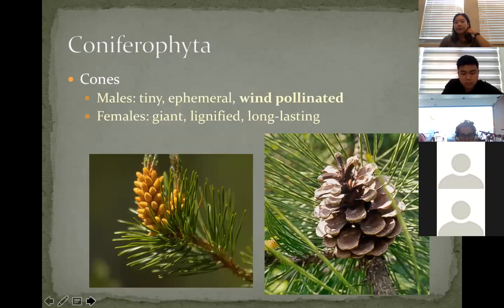So the cones for conifers are the exact opposite of the cycads. This time, the male cones are really, really tiny and ephemeral. The male cones are the ones that are going to crumble apart and disperse that pollen. And remember that pollen is wind pollinated. And the females are the cones that are going to be much larger. Some can be really, really big. Some are not as big, but the female cones are always going to be much larger compared to the male cones. They're often going to be lignified as well, and they last a lot longer compared to the male cones. The male cones, as soon as you touch them, are essentially going to disintegrate. And again, that's so that they can disperse the pollen.